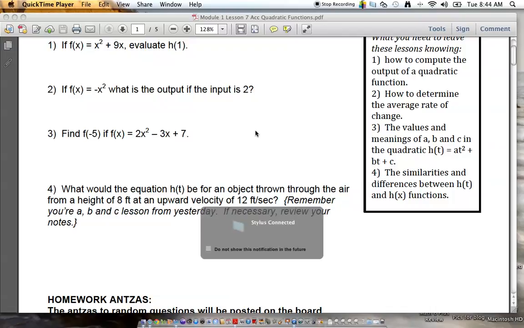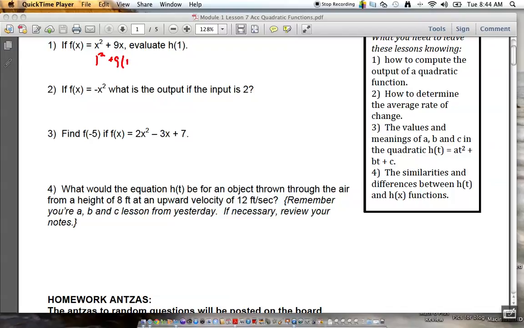F of x is equal to x squared plus 9x. Evaluate f of 1. Now, it is extremely important, in my opinion, that when we read this, we learn to read it as we take the input, square it, and add 9 times it. I think it's very important to look at it that way. So, if I hand it a 1, then the input is 1, so 1 squared plus 9 times 1. 1 squared is 1, 9 times 1 is 9, and 1 plus 9 is 10.